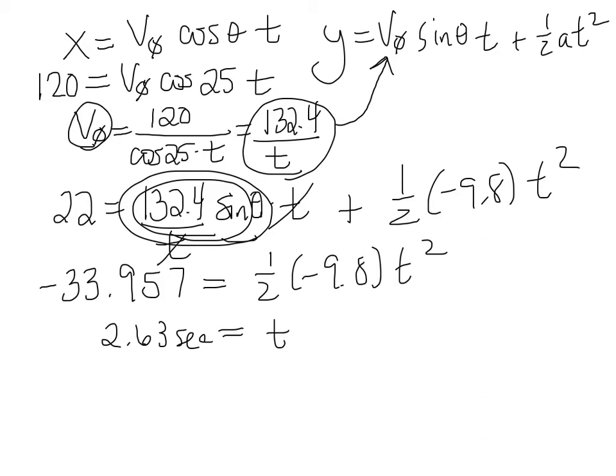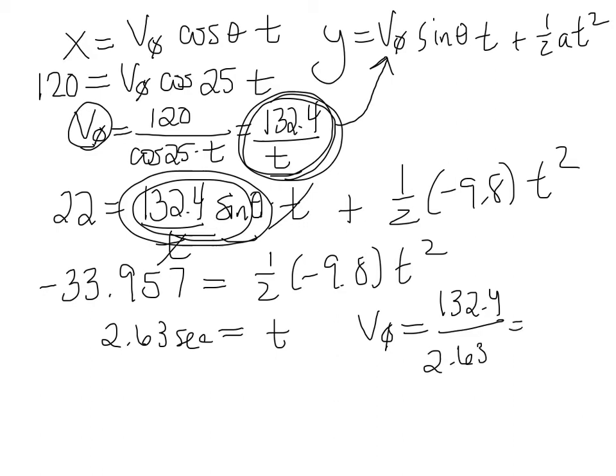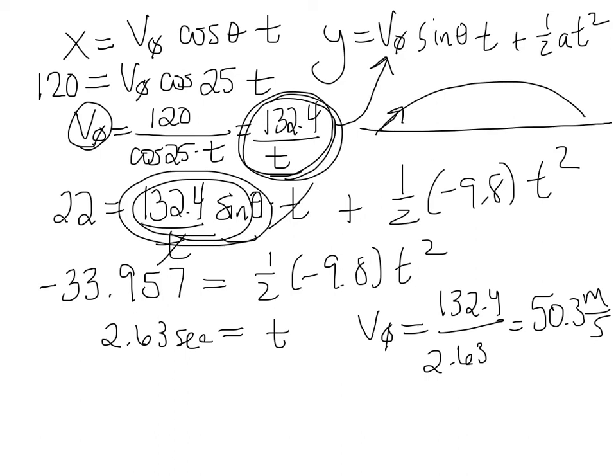All right, so that's the time that it takes to get to this point in the projectile. If we just go back to v sub naught, right here, we said before that 132.4 divided by that time will be our v sub naught, and so what we find is that that is 50.3 meters per second. That's our initial velocity. So we know a couple of things from this little picture here. We know that the initial velocity is 50.3, at a 25-degree angle. We know that the time that it takes to get to this spot right here is going to be 2.63 seconds. So we've basically solved part A and part B.